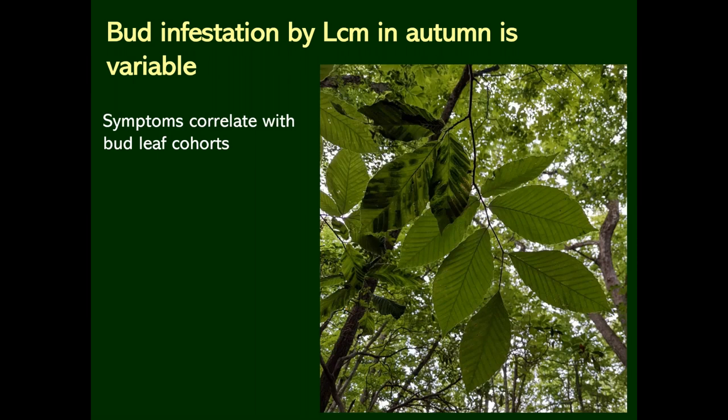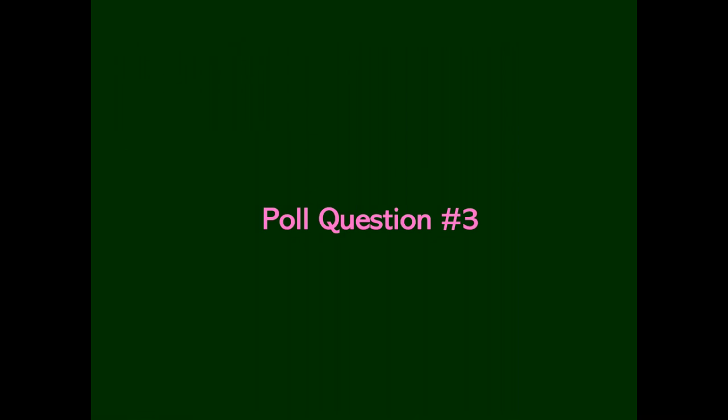And so my point about symptoms correlating with bud leaf cohorts is exemplified here in this photograph, where you can see every single one of the six leaves that emerged from this bud asymptomatic, and all three leaves here symptomatic. It's very, very typical. Okay, and time for your last final poll question.